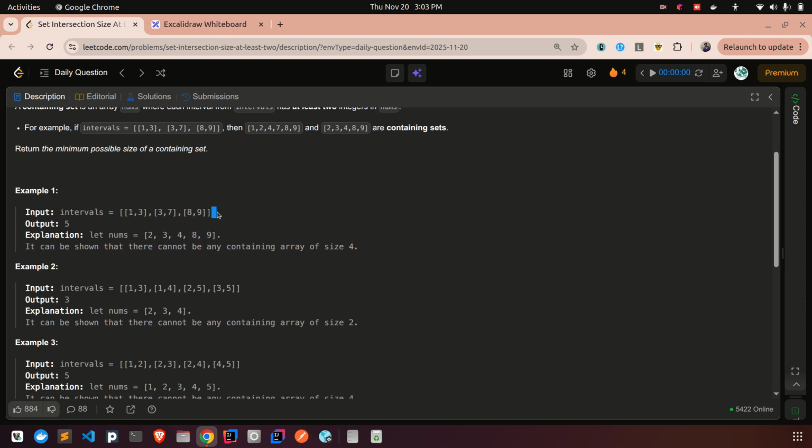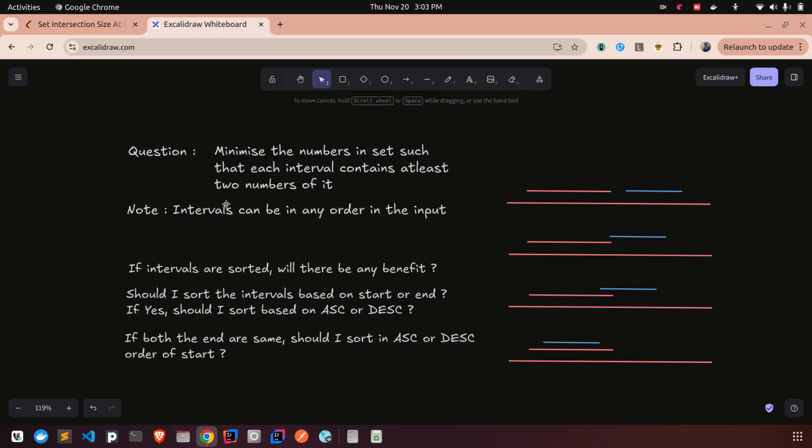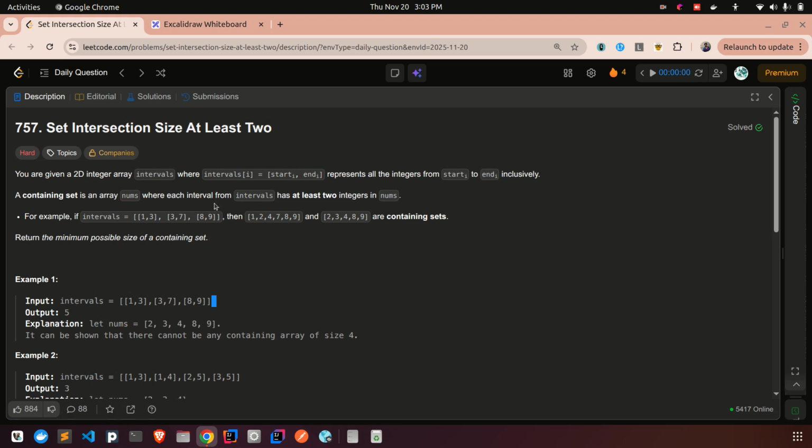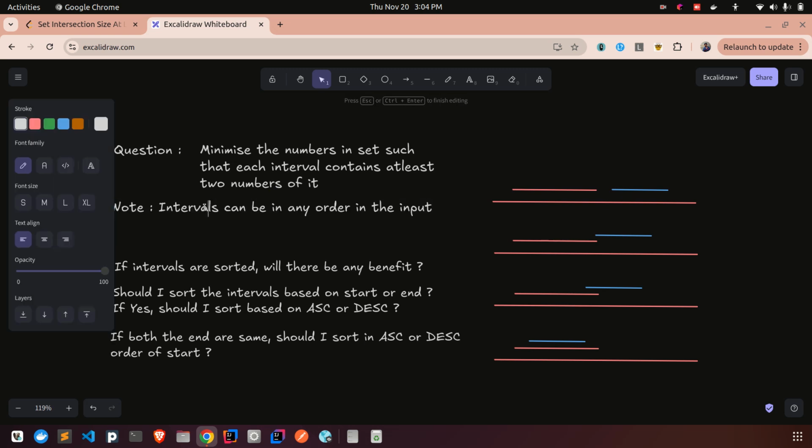Generally, whenever we are dealing with interval problems, it is most likely that we have to sort the intervals. The given intervals are not necessarily sorted. The question says minimize the numbers in the set such that each interval contains at least two numbers of it, right? That is what the problem statement says. So it's not necessary that the intervals provided to us will always be in sorted order. It can be in any order.